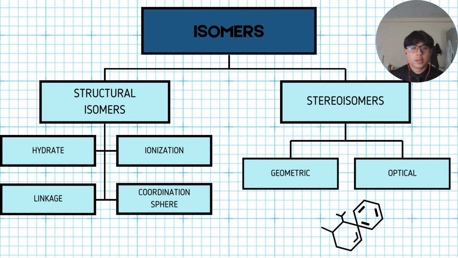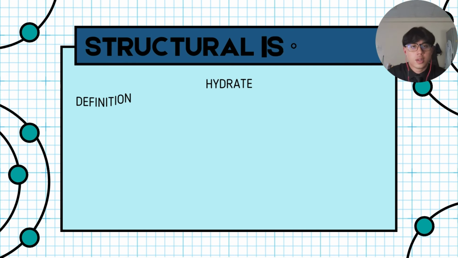Okay, now let's start with the isomers. We have structural isomers and stereoisomers. For the structural isomers, we have hydrate, ionization, linkage, and coordination sphere. And for the stereoisomers, we have geometric and optical. For the first structural isomer, we have hydrate.